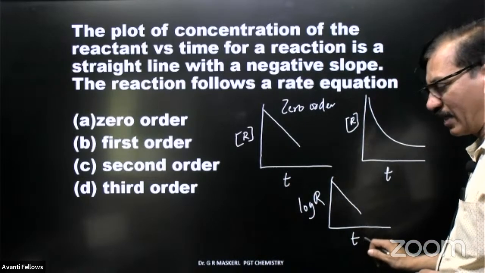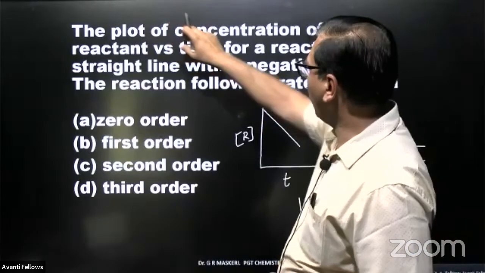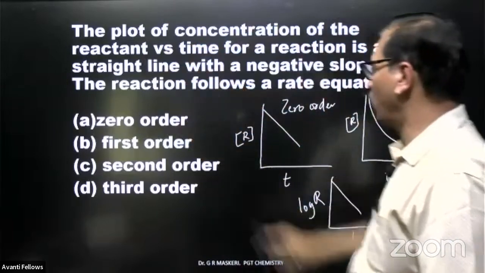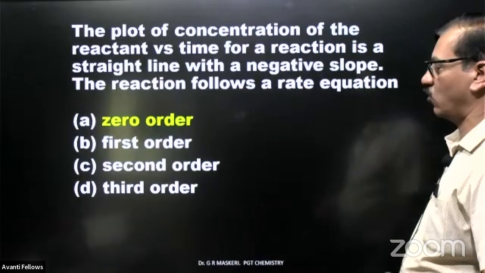This is the integrated rate expression, log of R. If it is given as log of concentration of the reactant versus time, then you have to choose first order. So it is the zero order reaction. Remember, it is a zero order reaction.